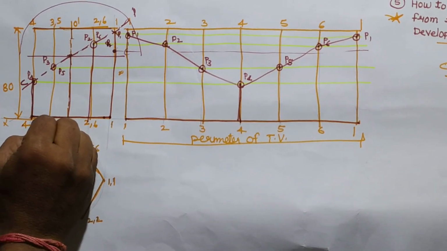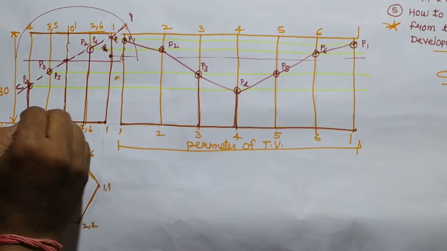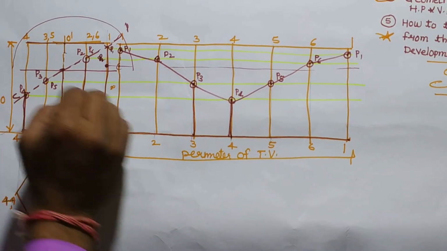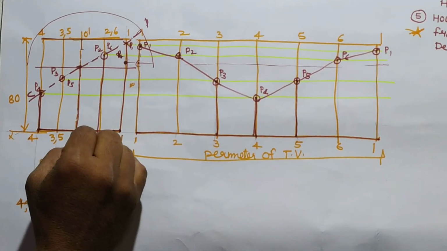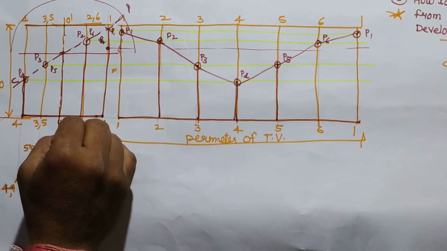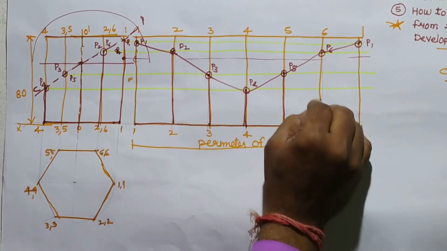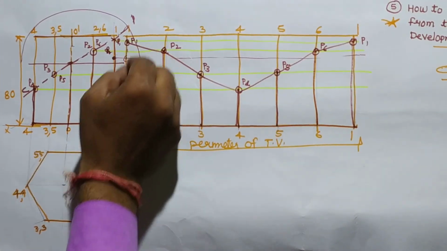From 3 to P3 it is dark, we have to draw the dark line. From 5 to P5 it is dark, we have to draw the dark line here. From 2 to P2 it is a dark line, we have to draw the dark line here. From 6 to P6 it is a dark line. And from 1 to P1 it is a dark line. This is the required portion.